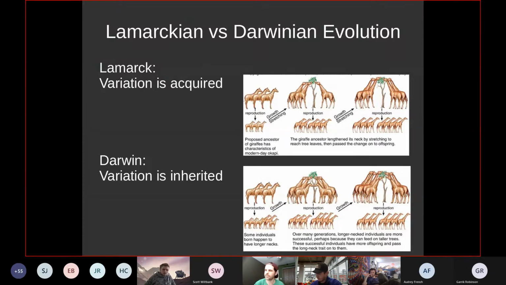So as they stretch their necks over their life, when they have offspring, their offspring will be born with the stretched out neck. Okay, this is analogous to me saying, like, I'm gonna do dumbbell curls with my left arm every day, all day long for the rest of my life. Then when I have a kid, that kid's gonna be born with a giant left arm.